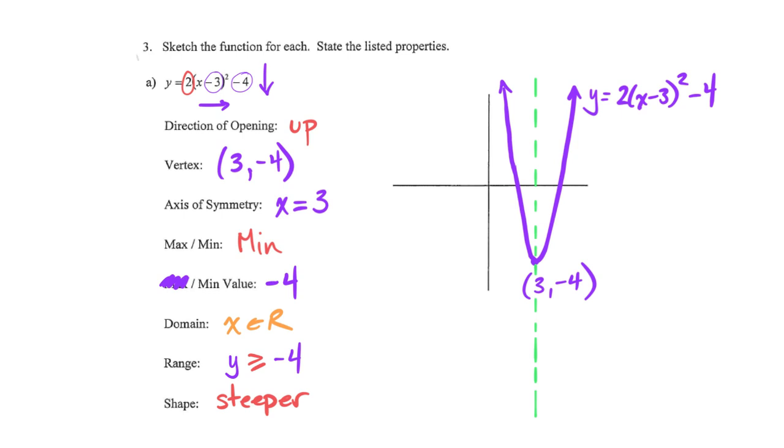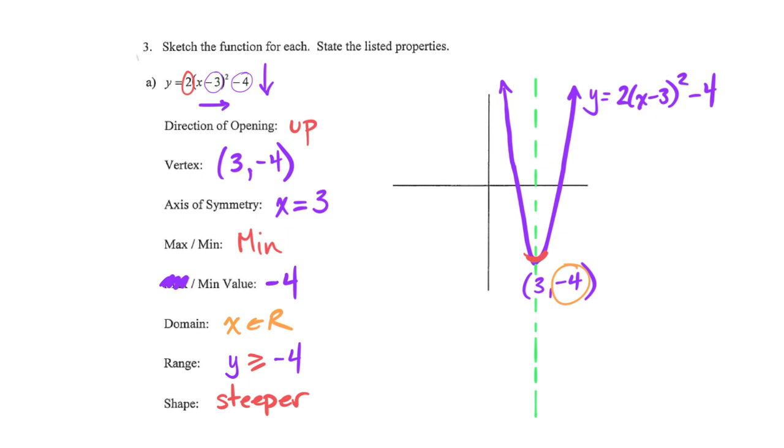That parabola has a minimum value. It hits its minimum at this bottom. The minimum value is the value of the function. Notice that parabola never goes below -4. It's impossible for that parabola to have a y value of -5, let's say.